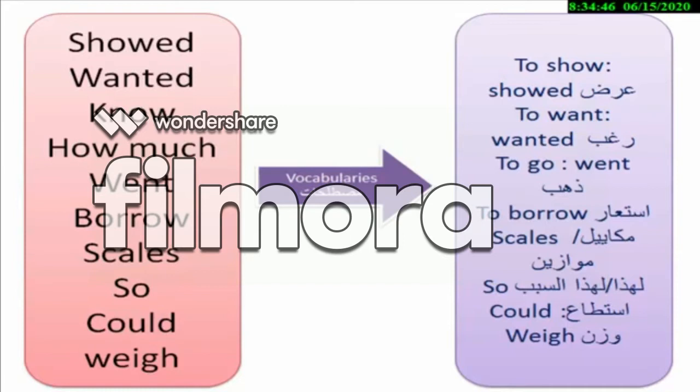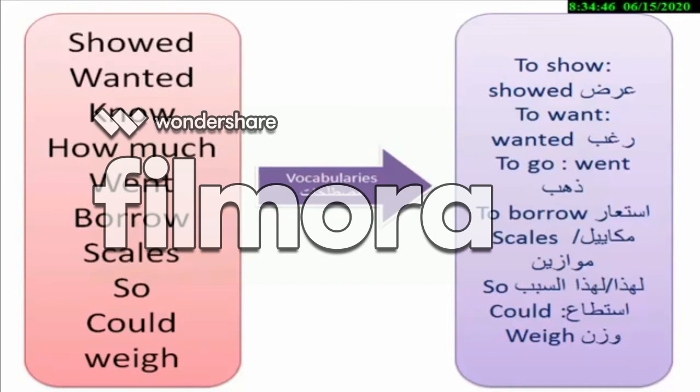To show is a verb, عرض أو قدم. But this is in the past, showed, because the verb to show is a regular verb. We add ed at the end. I showed, you showed, etc. No change. Another verb which is to want. Notice here the A is pronounced O. So we see to want, رغب أو أراد. But in the story it is wanted. This is regular in the past.